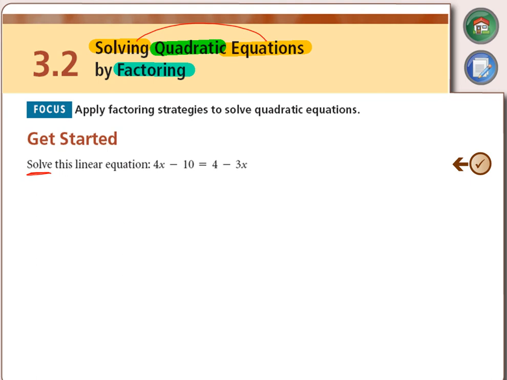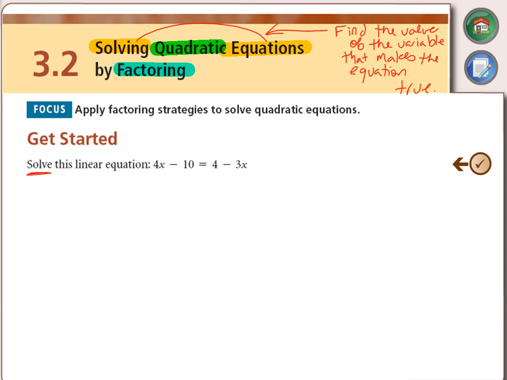Solving means find the value of the variable that makes the equation true. So let's solve this linear equation.